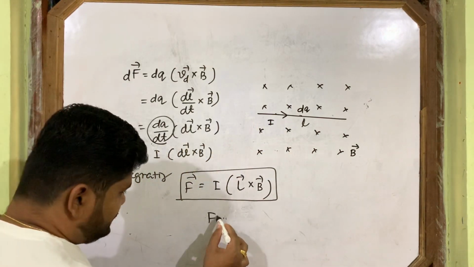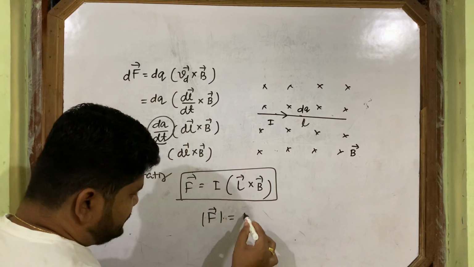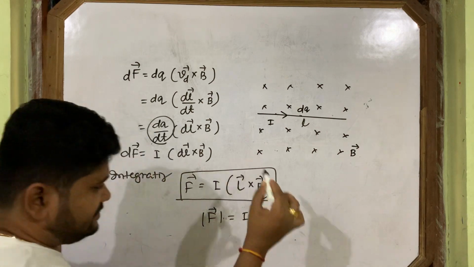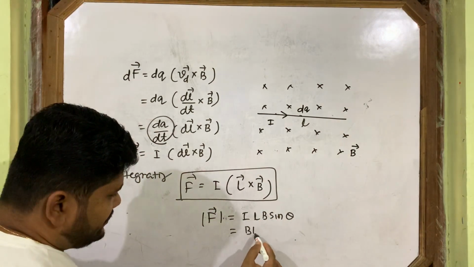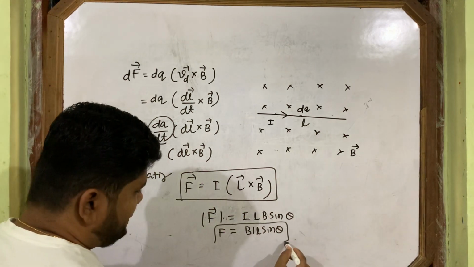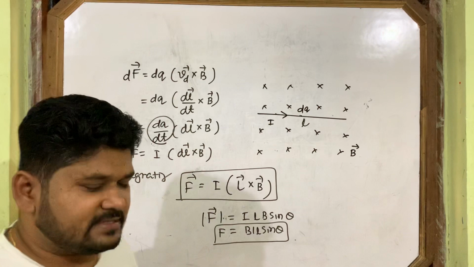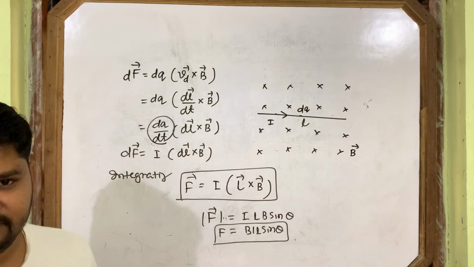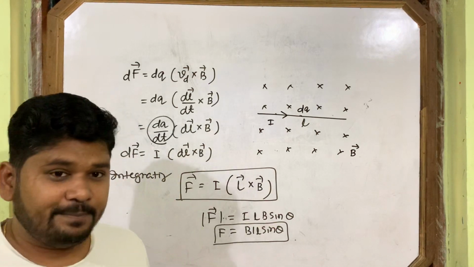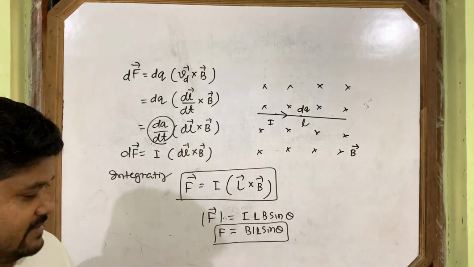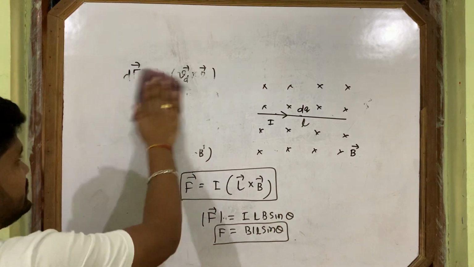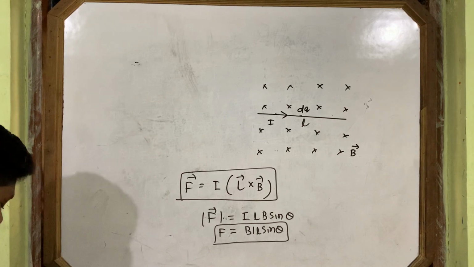If you write the force magnitude, it is I L B sin theta. But you can easily remember the force like this: I rearrange the letters, BIL sin theta. What is the force acting on a current carrying conductor? BIL sin theta. You remember it like this. As theta is there, there is another thing also, the direction of force from the cross product rule.